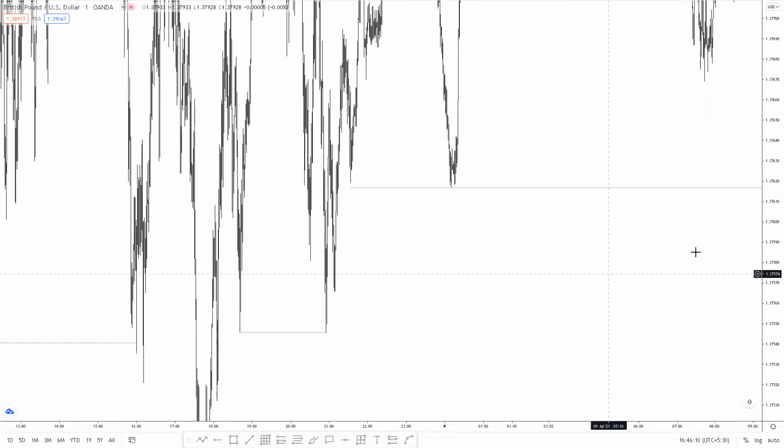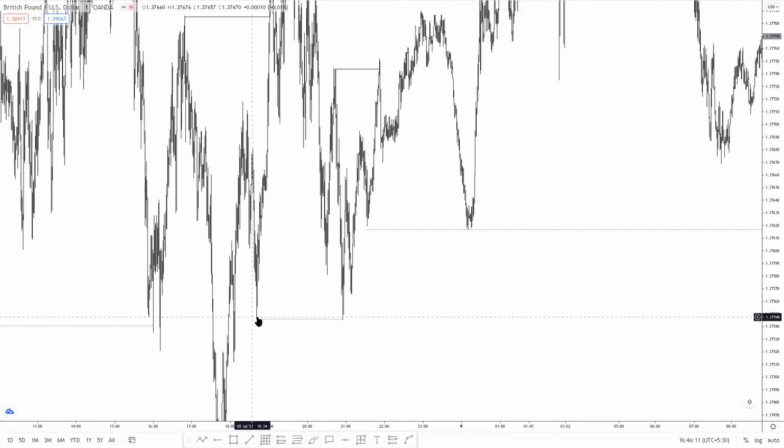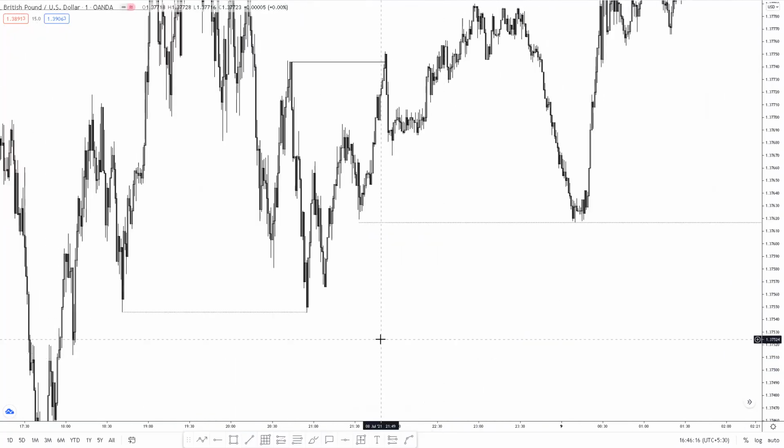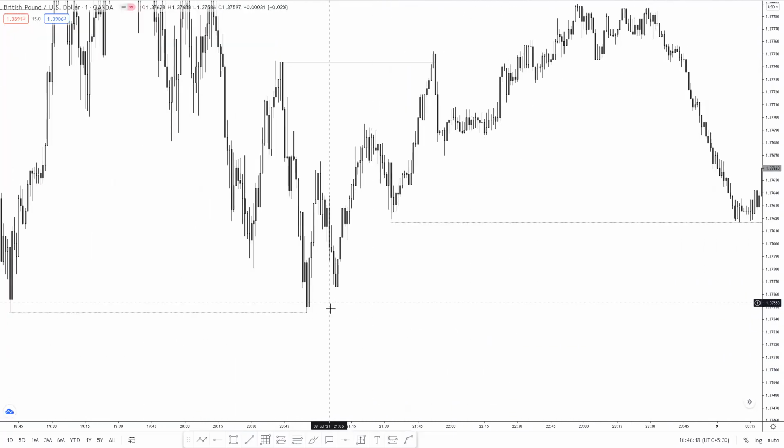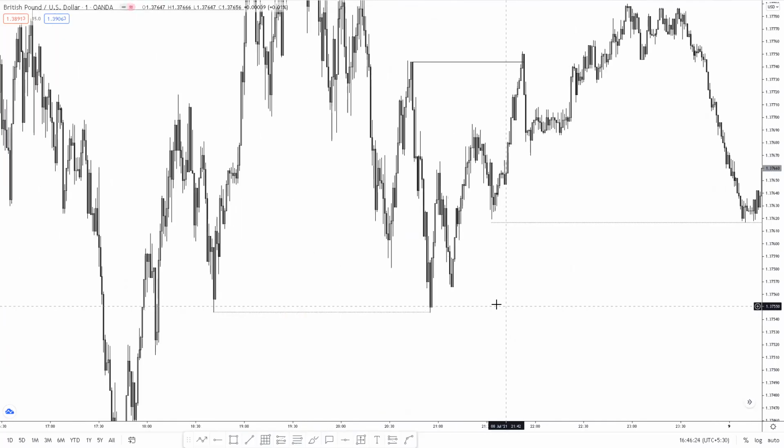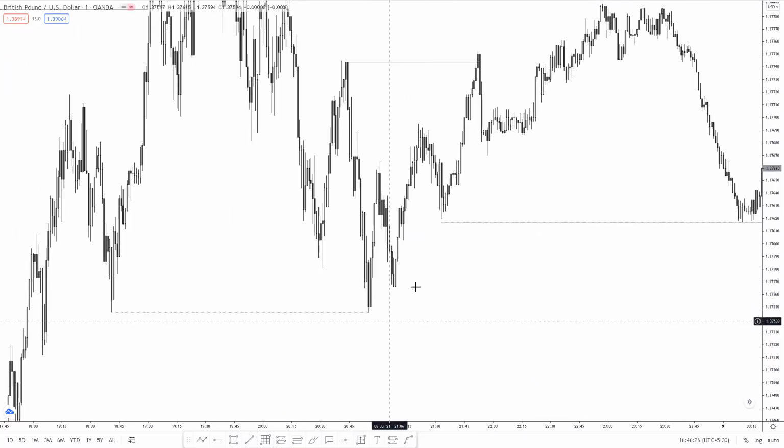Because it took out liquidity from this low and then broke structure. So I know that even though I got stopped out, price cannot go below this. It has no reason to, because there is order flow present and this is where the money is.